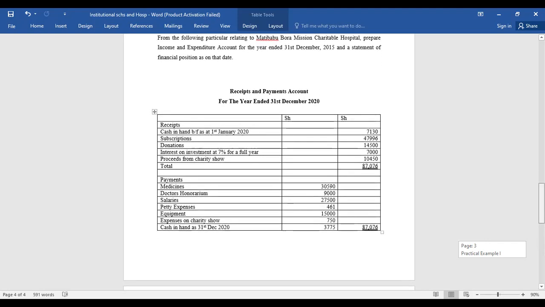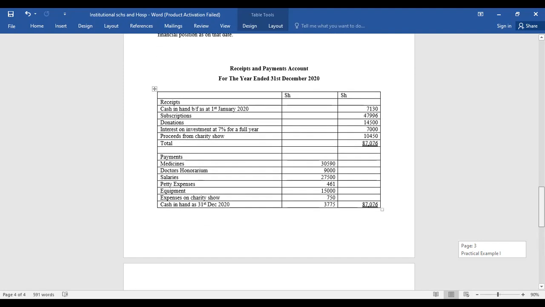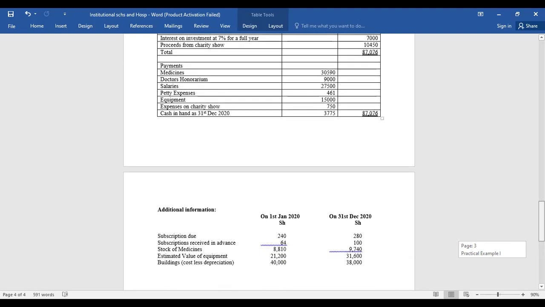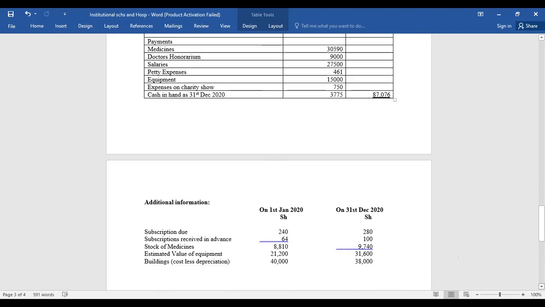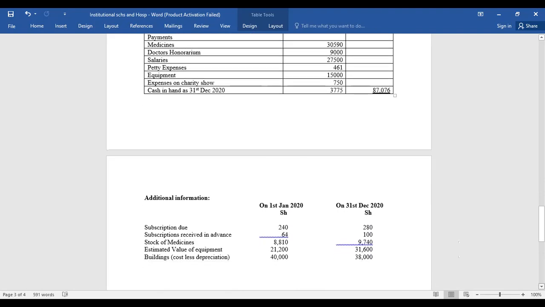So I'm hoping you have opened the question on your end. So what we need to do is the adjustment. The reason why you are given any additional information in a question, you should always remember you are sticking to the conventions of financial accounting. So you still need to adjust the relevant ledgers before you prepare the final books of accounts.